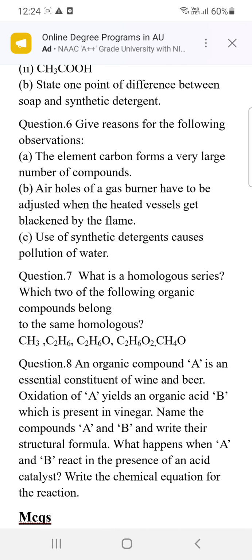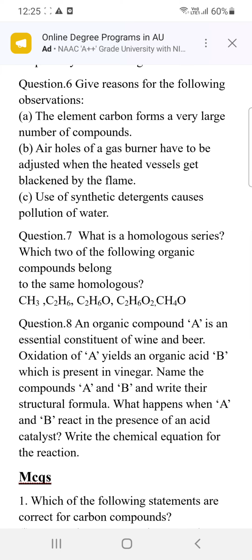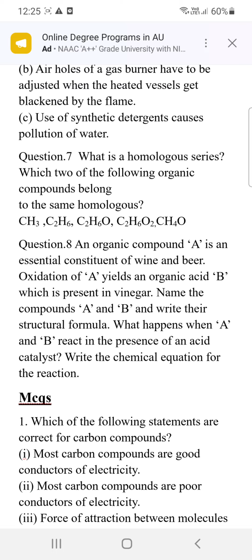Give reasons for the following observations. The element carbon forms a very large number of compounds. Here you will explain about its tetravalency, that is, it has a valency of 4, and the property of catenation. Part B, the air holes of the gas burner have to be adjusted when heated vessels get blackened by the flame. Why do we have to adjust them? So that more oxygen can be supplied and burning of the carbon compound can take place easily. Synthetic detergents cause pollution, because they are non-biodegradable. What is a homologous series?